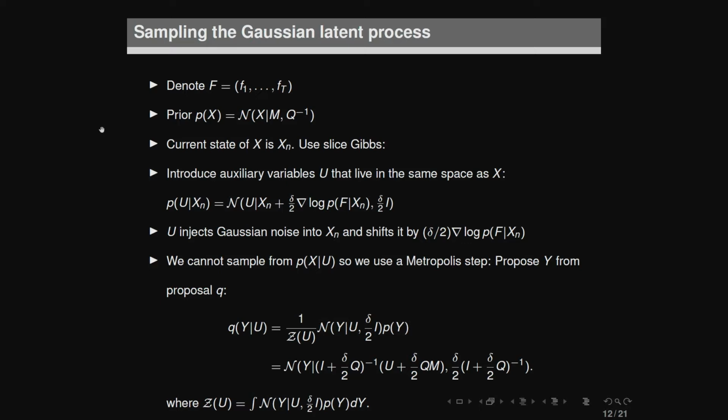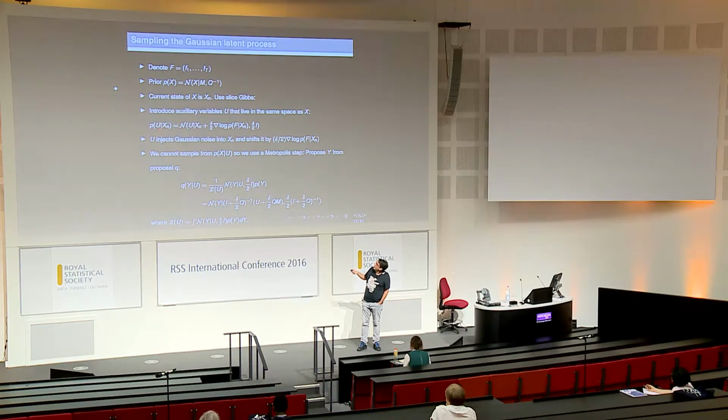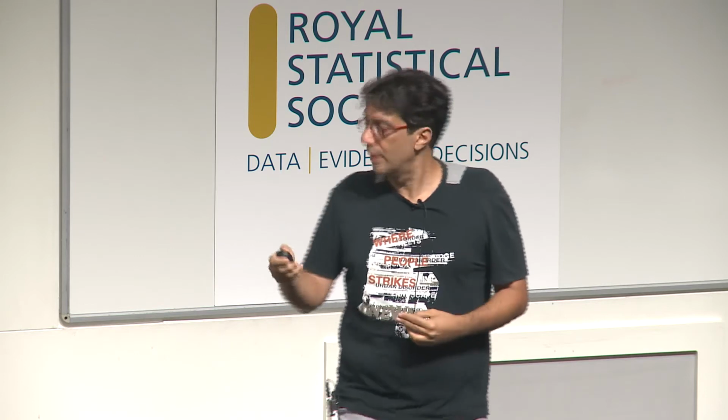U is an auxiliary variable, and the way I introduce it is I sample from something that looks like a Langevin. It's not exactly a Langevin proposal, but it looks like a Langevin. The interesting thing is that my U will use the information in the likelihood. So it will move slightly towards the direction that the derivative of the likelihood tells me. I'm at time n at position x, and I will move in the direction of the likelihood in the whole space. And this is my U. Then I want to sample x given U, but I cannot. So in my slice Gibbs, I will do a Metropolis step. I introduce the latent variable, and then I do a Metropolis step.